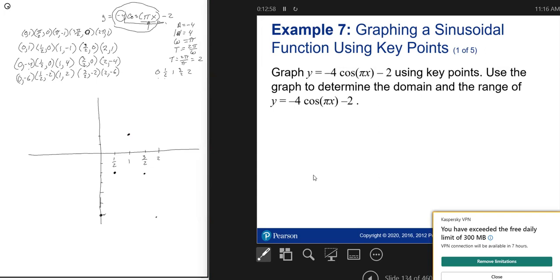And so this is the period of this function. And then we continue it on. We'll go out a couple more points out this way and a couple more points down this way and graph appropriately. Okay.